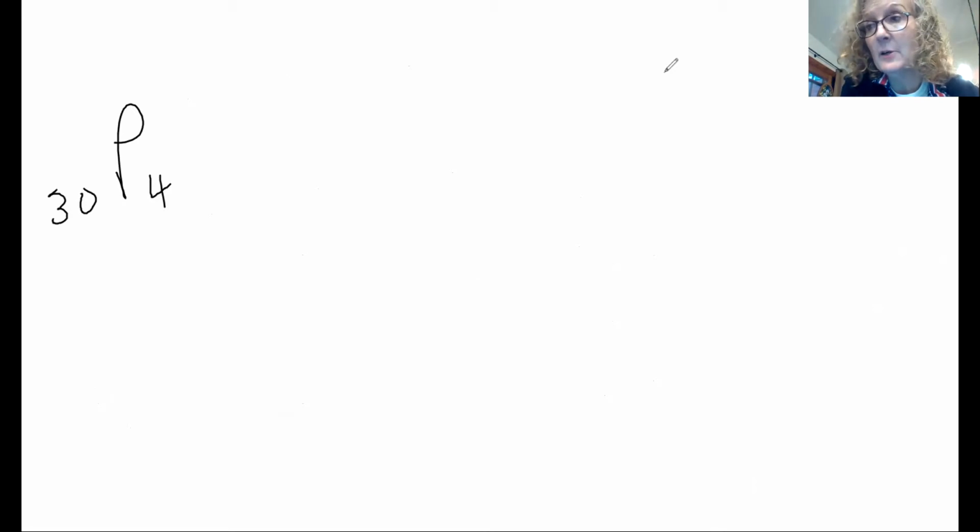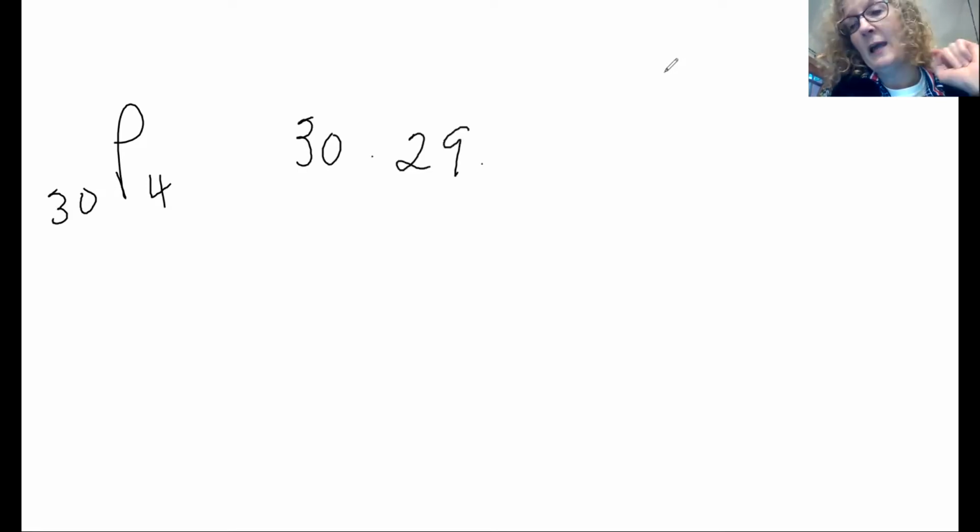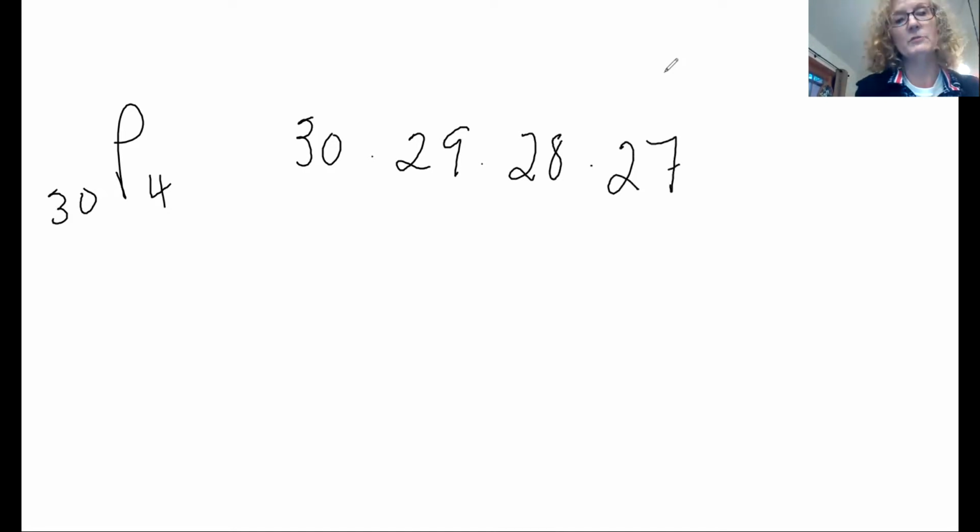Order matters because Allison being the president and Tori being the vice president is different from Tori being the president and Allison being the vice president. If the order matters, use a permutation. President, permutation. How many people could be the president? 30. How many could be the vice president? Whoever's the president can't be the vice president, so I have 29 left. For secretary, I'd have 28. And for treasurer, I would have 27. Or you can use the formula.